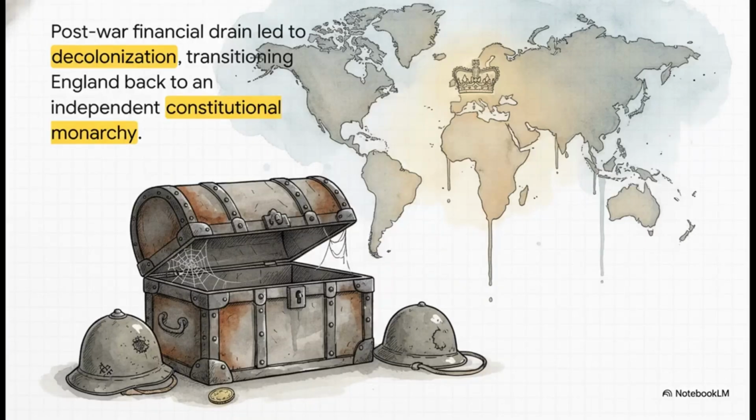But victory definitely came at a price. The immense financial drain of fighting 2 world wars left the treasury nearly empty. This severely weakened the nation's imperial grip and really accelerated a massive wave of global decolonization. England was forced to fundamentally reconstitute its identity all over again, transitioning from the sprawling core of the largest empire in recorded history right back to an independent constitutional monarchy.